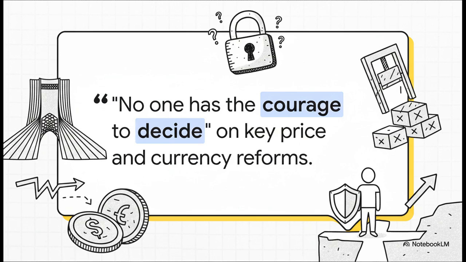This quote, wow. This one comes from an Iranian lawmaker, someone on the inside, and it just cuts right to the bone. He's admitting that they know what they need to do, fix the exchange rate, cut the subsidies, but in his own words, no one has the courage to decide. So the barrier isn't a lack of knowledge, it's a lack of political will.